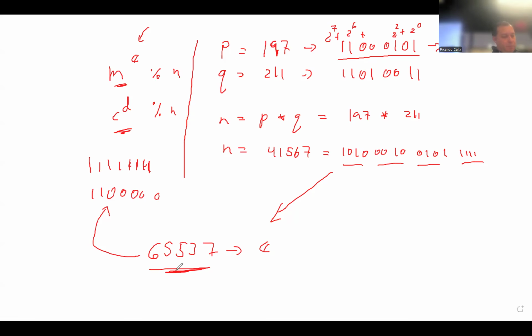I'm going to set up a problem. So we already know the algorithm. I'm not going to repeat the algorithm. I'm just going to give you the values and we're going to go through it. And this is the last RSA problem.